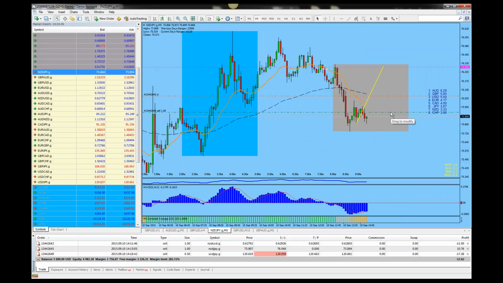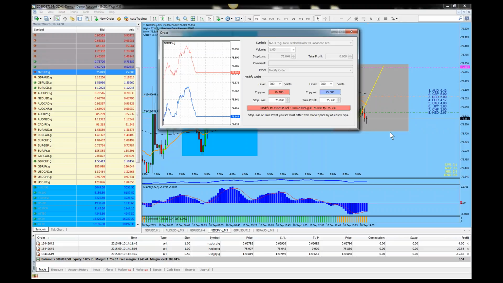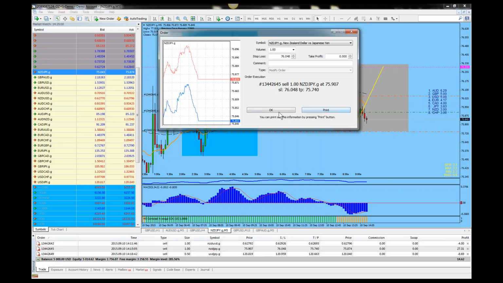I will bring this take profit down to here on the assumption that we should break this low. That's about 16 pips. I'll just leave that there for the moment. I can adjust that later.